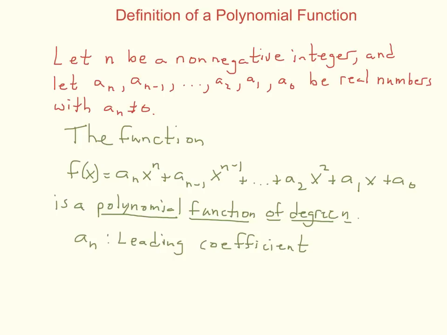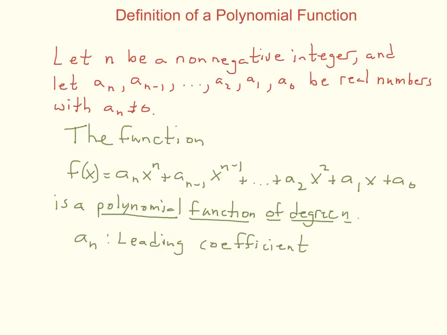Okay? And so what we have is the function f of x equal to a sub n x to the n plus a sub n minus 1 x to the n minus 1 plus and so on, plus a sub 2 x squared plus a sub 1 x plus a sub 0. This is a polynomial function of degree n, and that a sub n is called the leading coefficient.